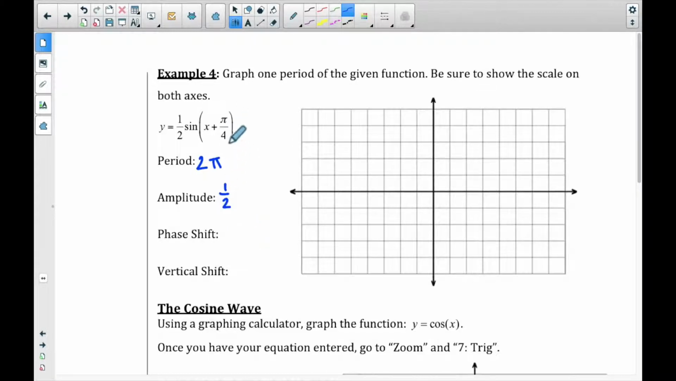The phase shift, left or right. Look, we're moving it left pi over 4. So we'll have to figure out what that means. That's new to us now. The vertical shift is anything up and down? Nope, nothing.